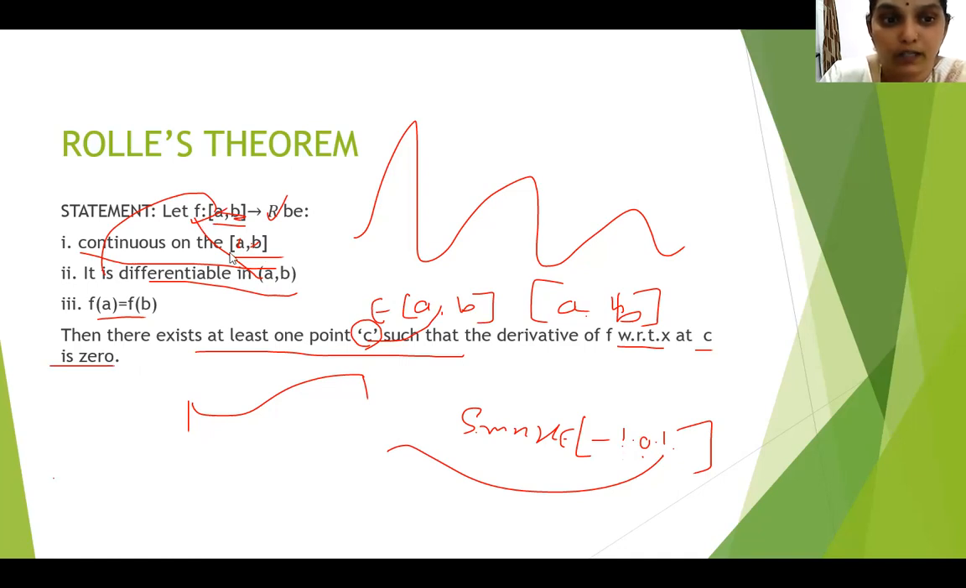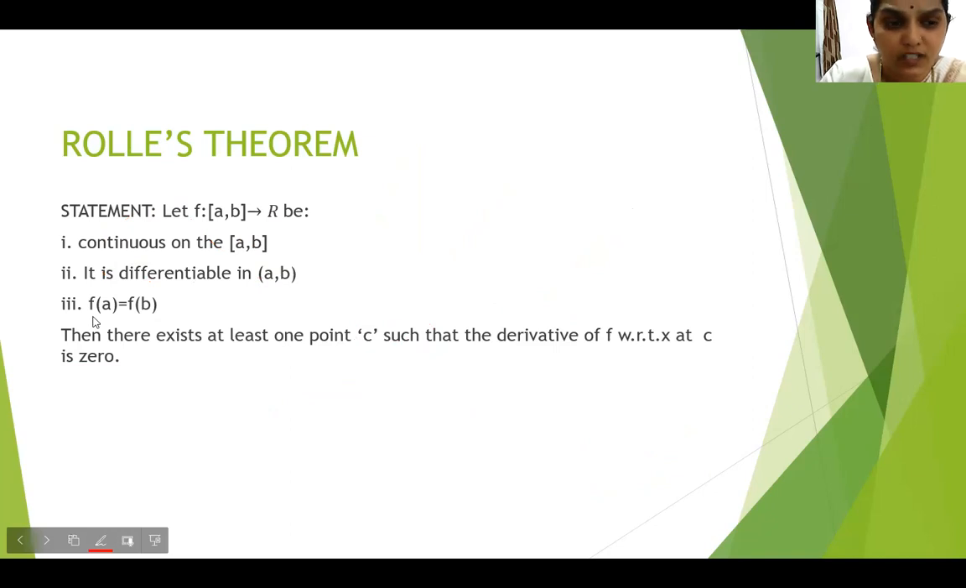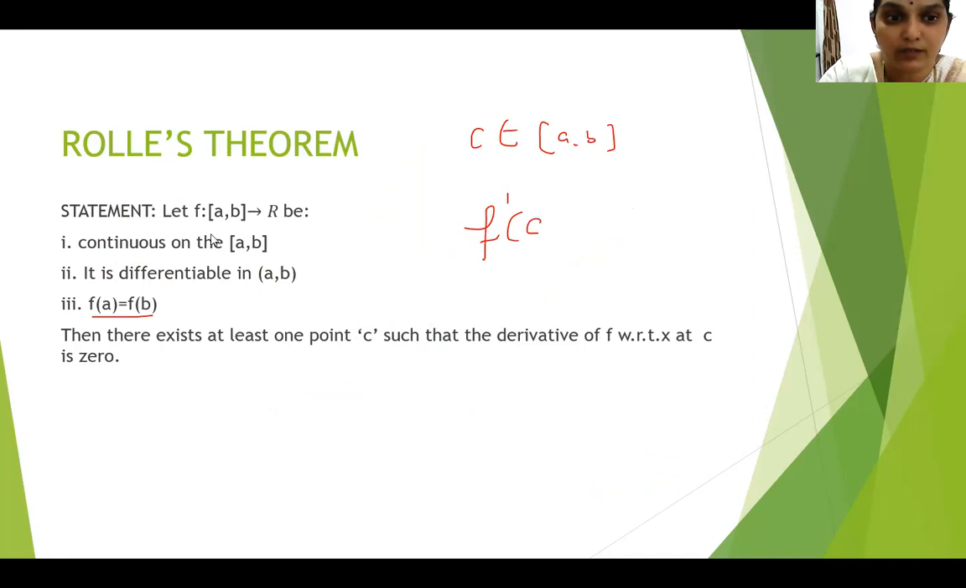So how do you read this? Let f from [a, b] to R be a continuous function in the closed interval [a, b], differentiable in the open interval (a, b). Suppose f(a) is equal to f(b). Then there exists an element c within the interval (a, b) such that the derivative of f(x) with respect to x at that point c, as usual you differentiate with respect to x to get f'(x), and wherever there is x you put c, f'(c) becomes equal to 0, where c lies between a and b. If all these three conditions are satisfied, then there exists a point c at which the derivative is 0.